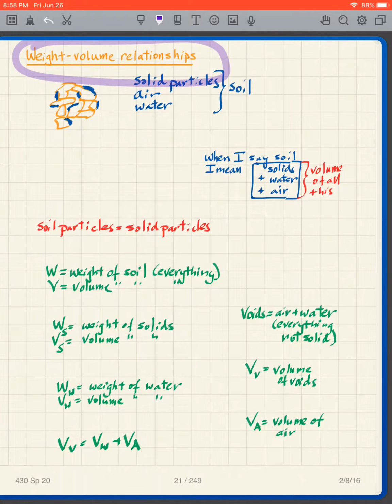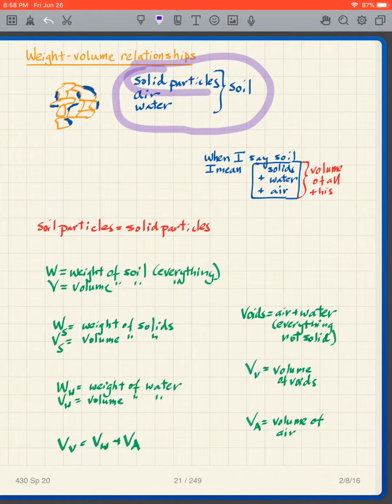But there's some terminology, there are some equations, and there are some things that we need to get straight here. So when we look at a soil, we see what we call a soil has solid particles, it has air, and it has water.